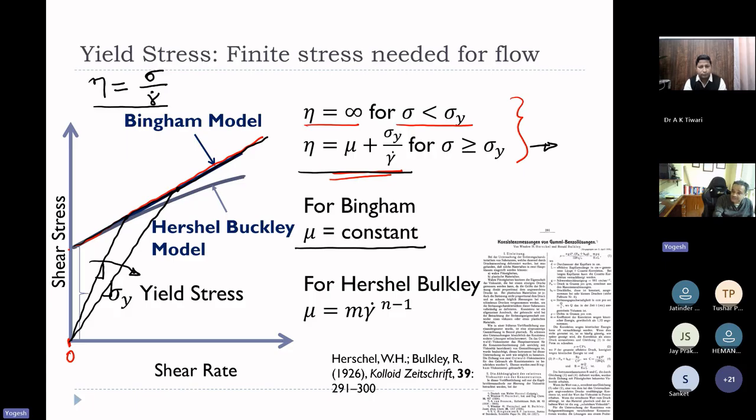Here sigma y is constant. Gamma dot continuously increases, and therefore you see the viscosity is decreasing as a function of gamma dot. All right, you must keep this in mind.